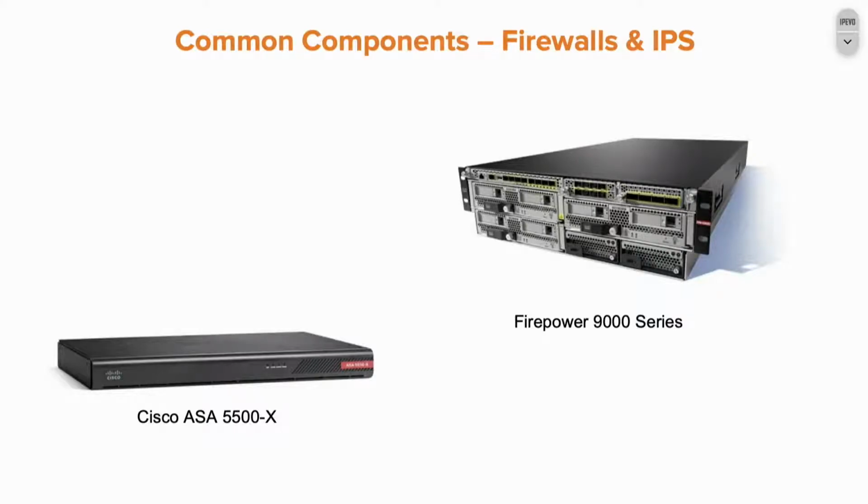So here are some examples of Cisco devices that serve as both firewalls and IPSs. In the lower corner there, you've got the Cisco ASA 5500-X. And in the upper right corner, you've got a much more powerful Firepower 9000 series.